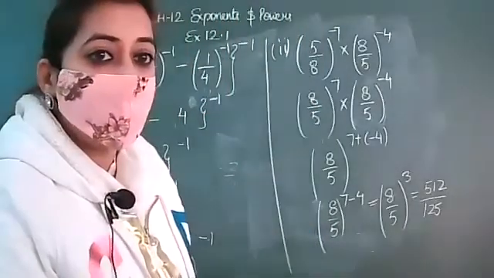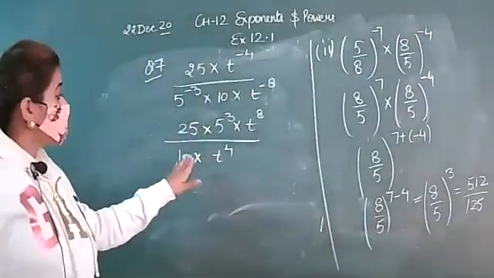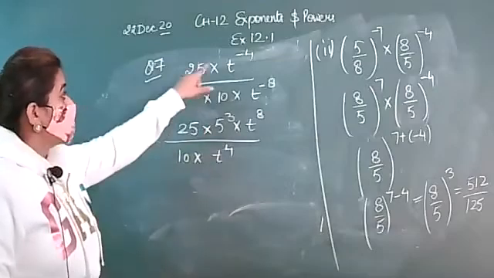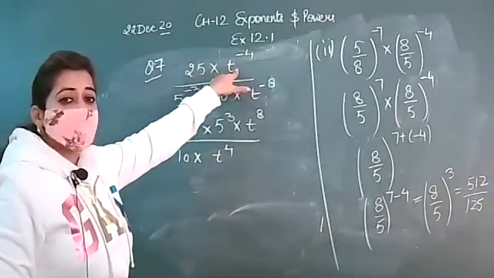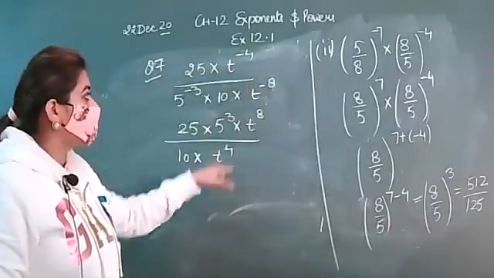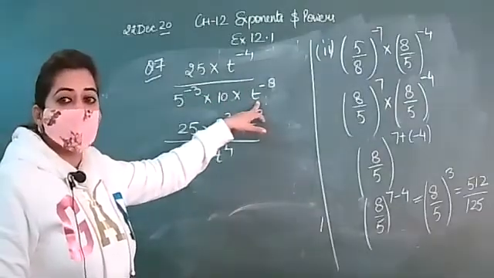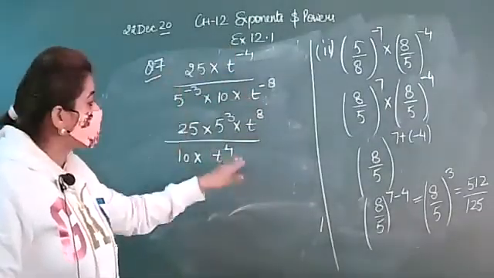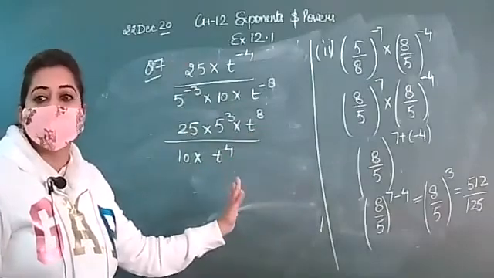Any doubt, beta? Is this clear, beta? In this, I have simply written the negative term in the numerator in the denominator, and the terms involving negative sign in the denominator will be shifted to the numerator. So let's make all the terms positive.